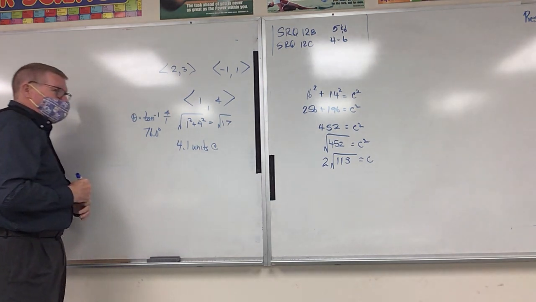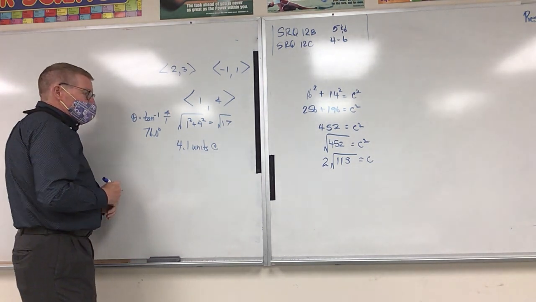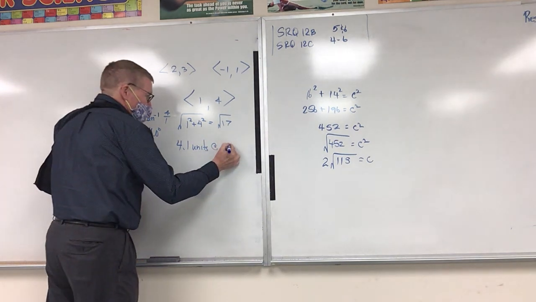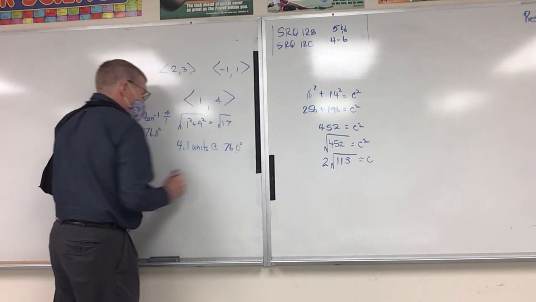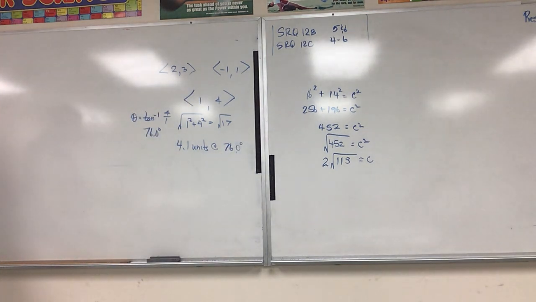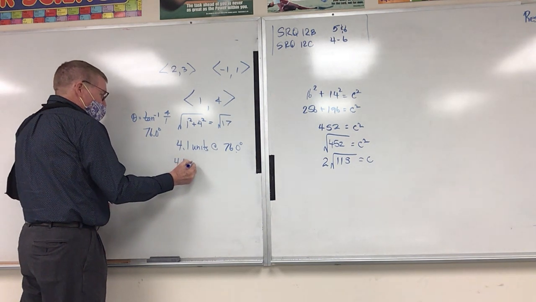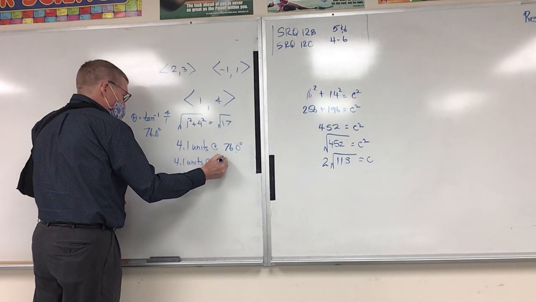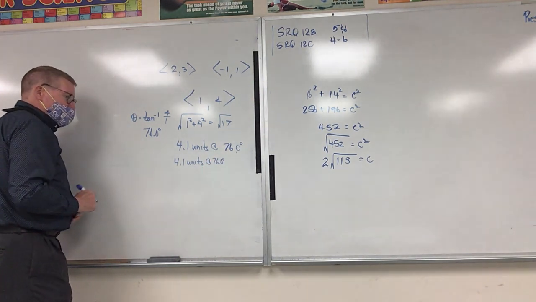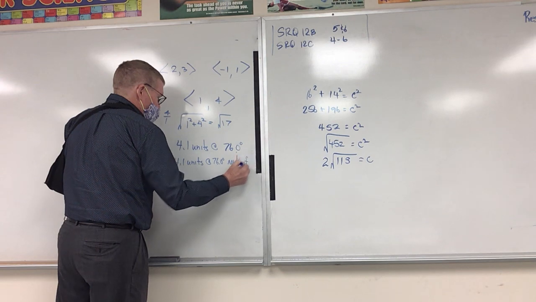Alright, what quadrant am I in? First, second, third, or fourth? We are in the first. So there's my Cartesian vector form. My map form would be 4.1 units at 76.0 degrees north of west... northeast of west?